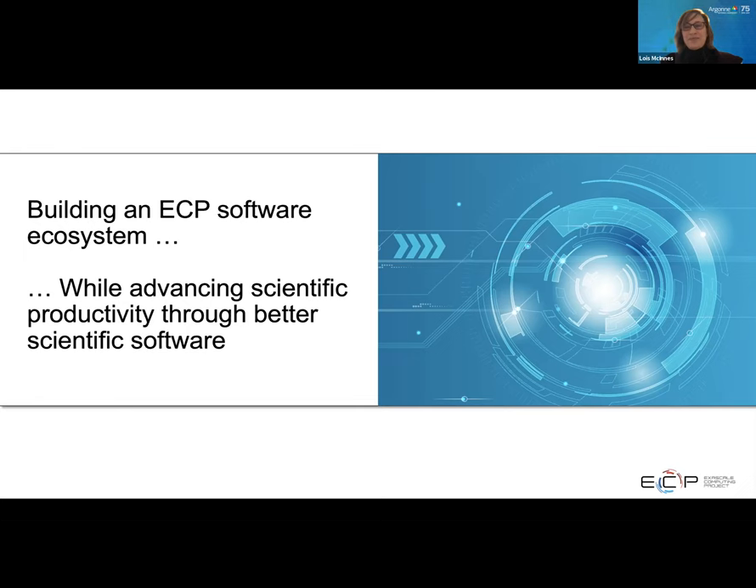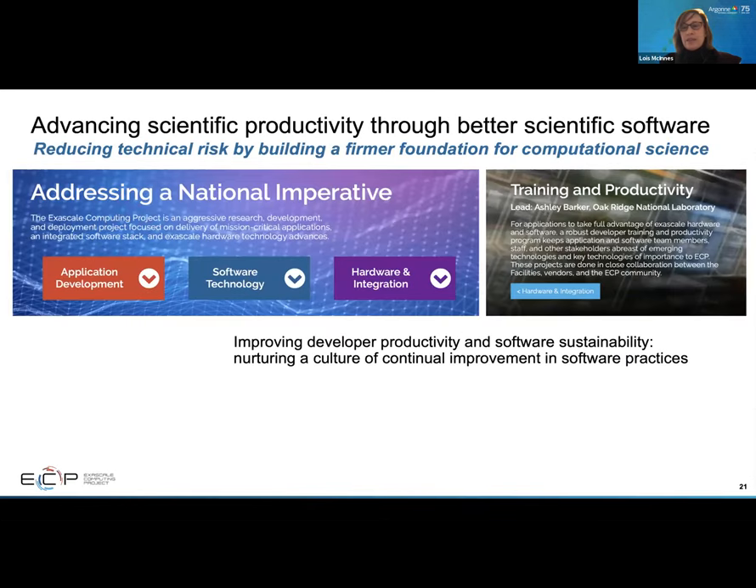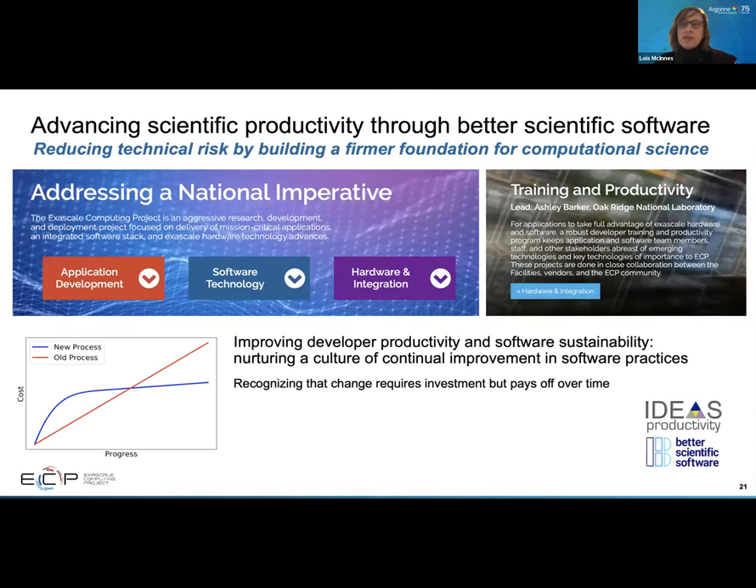Okay, sounds good. So as I mentioned, within the Exascale Computing Project, we are working to advance science goals and software technology goals. At the same time, we have a cross-cutting effort that is working to advance overall software practices as needed to achieve these goals.